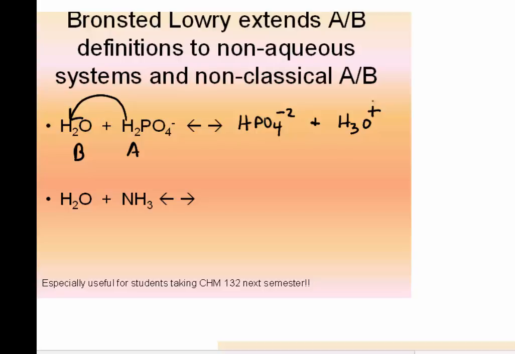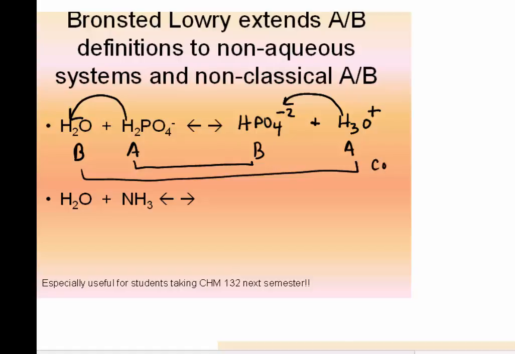Now, this reaction is a two-way reaction, so if I look at what happens on the way back, I know that that H3O+ is going to become water, so the H3O+ is going to be the acid, the donator, and the HPO4 2- is going to be the base. So I've designated my acids and bases. Additionally, you will see that I can connect what we call conjugate acid-base pairs.